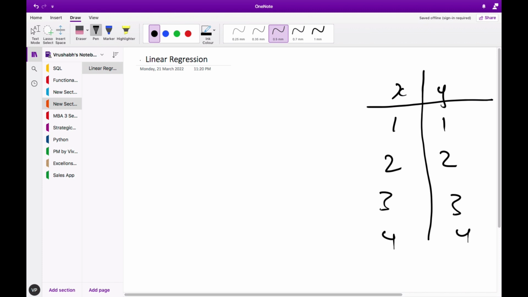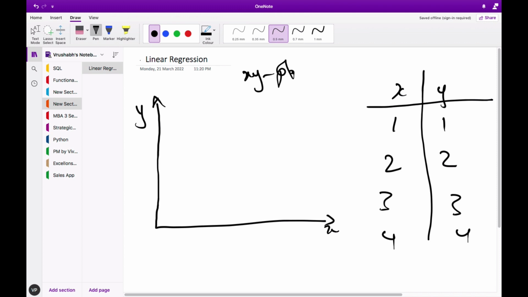Now, let's say I want to put this in the form of a graph. In that case, I can use the xy plane. Our y will be here, and our x will be here. This is some basic mathematics that we know, that we can draw a plane like this, the xy plane.